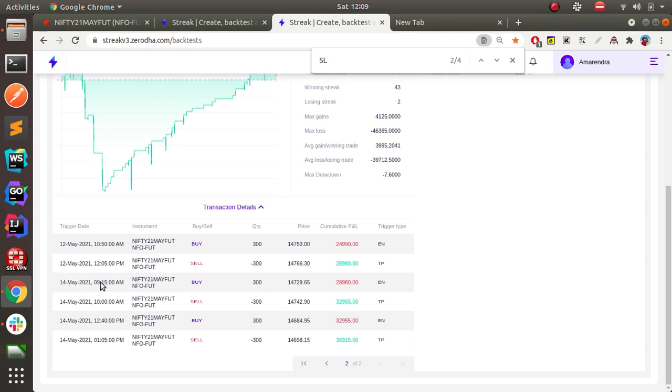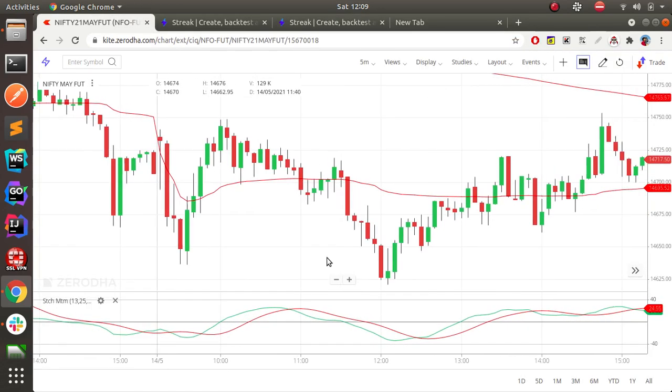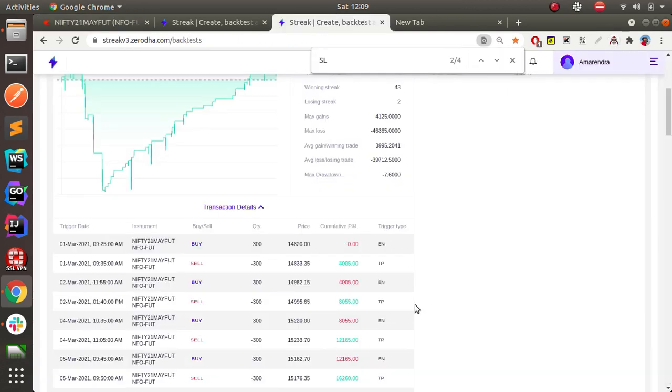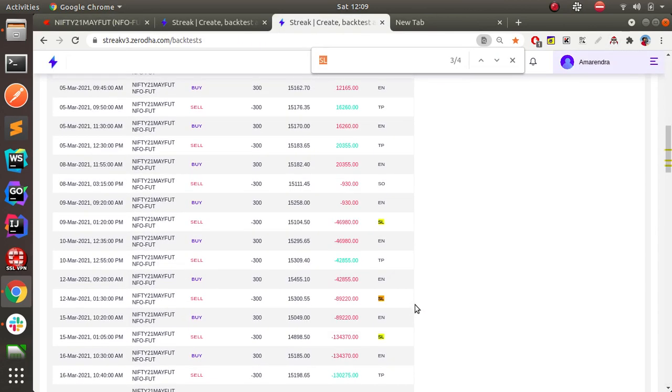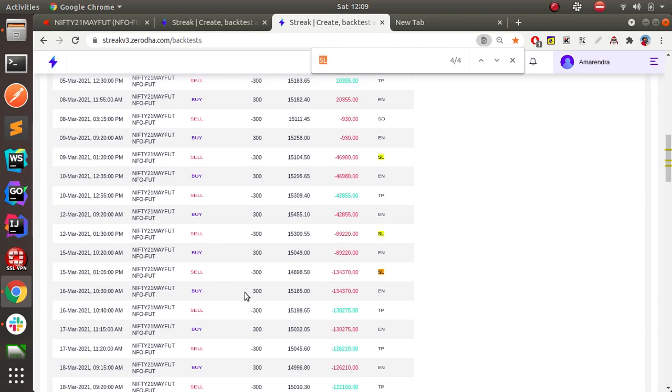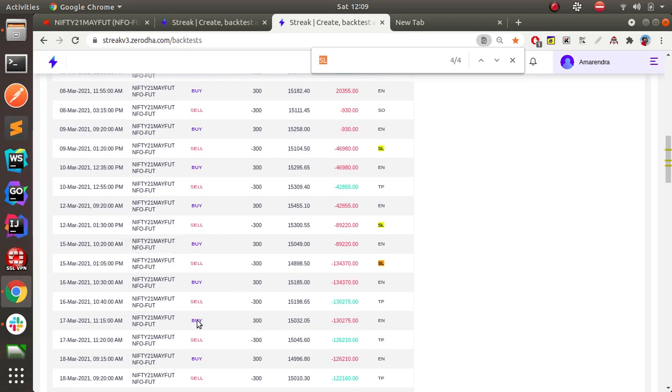So whatever we discussed on the 14th, at 9:15 it entered and it exited at 12:40. On the 14th also we got these 2 calls. So this is also captured here, but the only thing is there are still 3 losses. How we can avoid that is our next question. How can we avoid this stop loss?